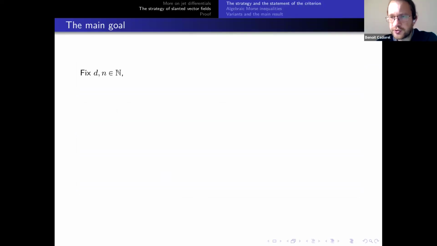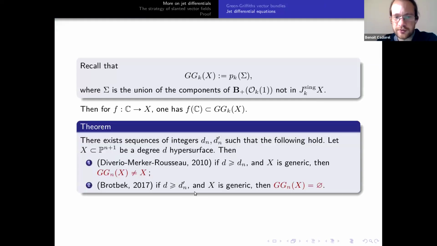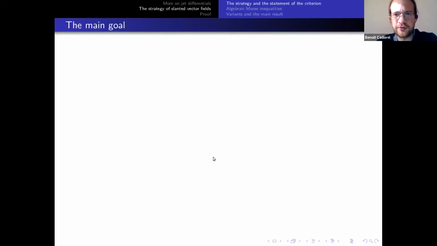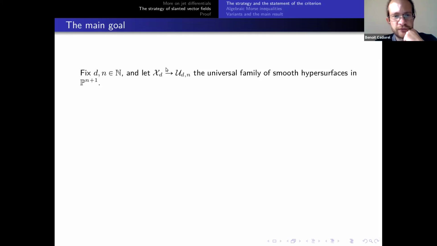A strategy which was used since the beginning. It was used at least before 2010. It was actually an idea of Hsu in the beginning. So the idea is to use the universal family of hypersurfaces. This is very natural since we want to prove a result for generic hypersurfaces. So what you do is that you fix D and N, your data, and look at the universal family of smooth hypersurfaces in Pn+1. And now you can do all the constructions I presented before relatively to the base in this universal family.